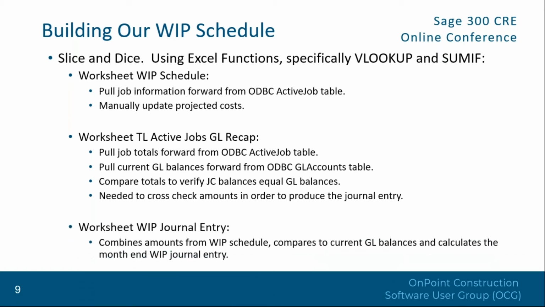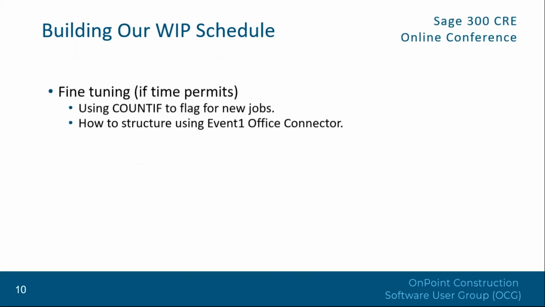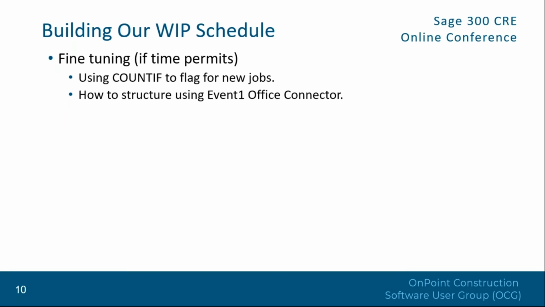And then the WIP schedule just gets all that information and it creates the WIP entry. Okay. Now there's some fine tuning that we're going to put on it. The first one is we're going to use a function called COUNTIF, because one thing we are going to have to flag is new jobs, because for new jobs, we're going to have to add a line item for them every month. Okay. It will automatically copy all the data for them, but we have to add a line item. I'm going to show you how that works.